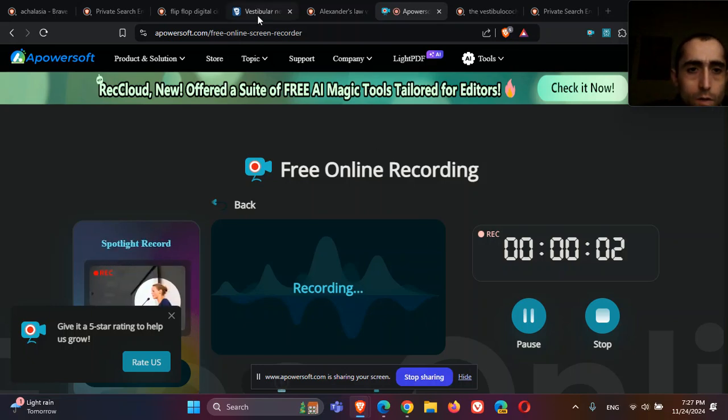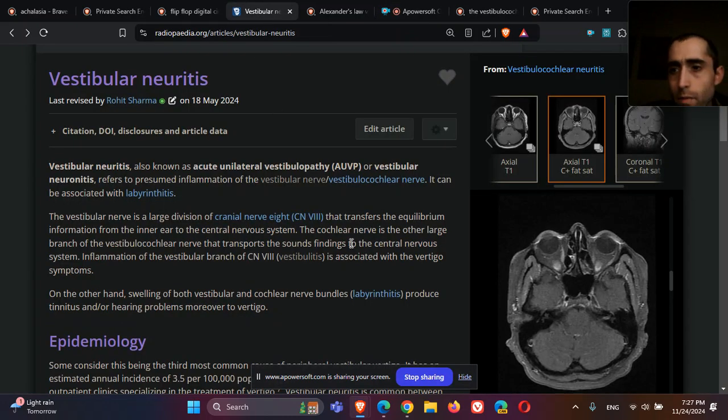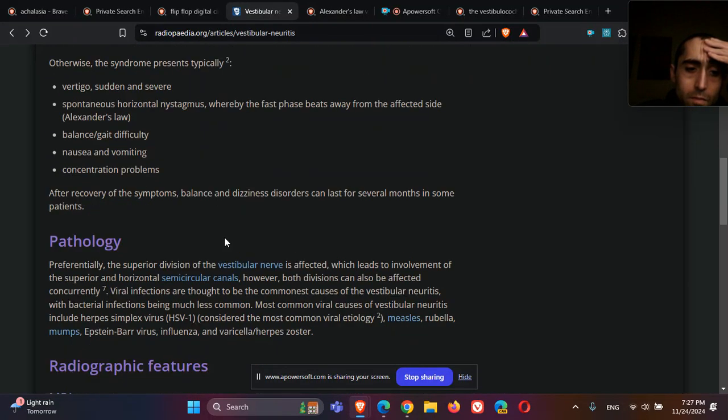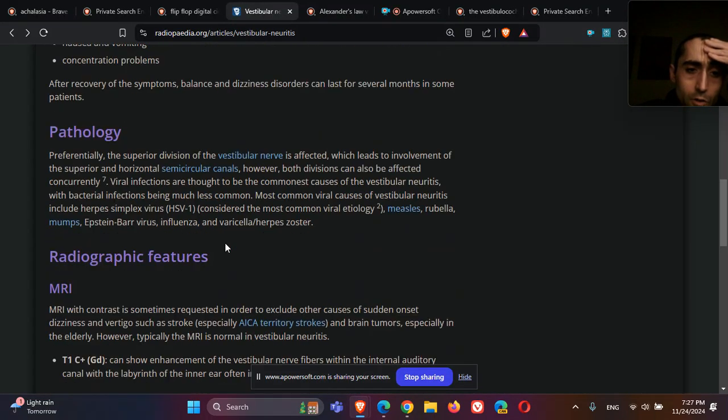Okay, so let's talk about vestibular neuritis, or MRI of vestibular neuritis. So what we have is a disorder that usually stems from a viral infection. Viral infection is the most common cause. It can also be bacterial, but much less common. Most commonly herpes virus, but even though the most common cause is viral infection, herpes virus, you won't see treatment for viral infection. You won't see acyclovir use.